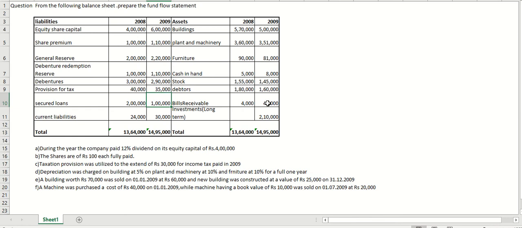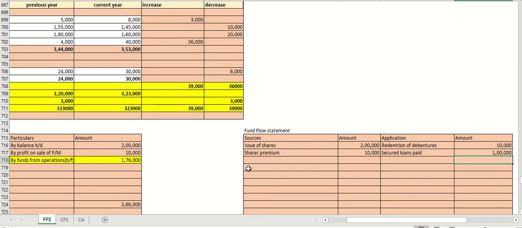Moving on to your asset side, we'll start with our long-term assets. If you see, for all these buildings, plant and machinery, and furniture, we have prepared the ledger accounts. So we'll see the ledger accounts and then we will account for it. If you see in the question, only the investment we have not prepared, so it has increased, which means there is a purchase of investment.